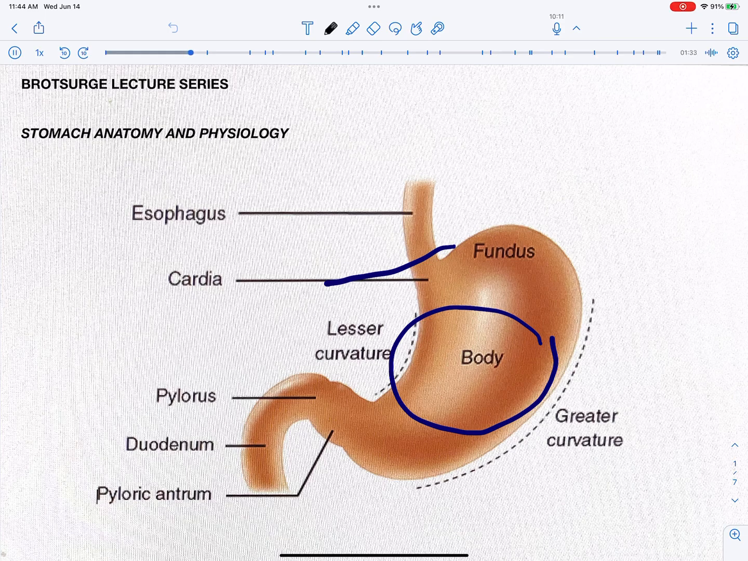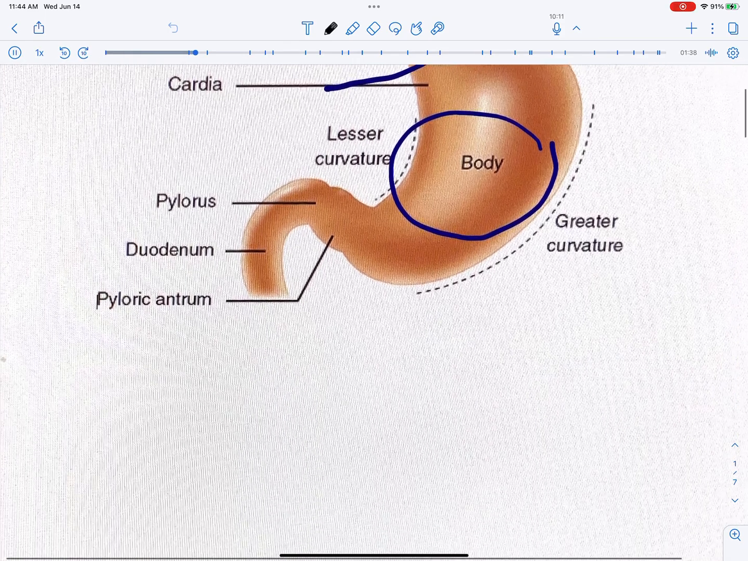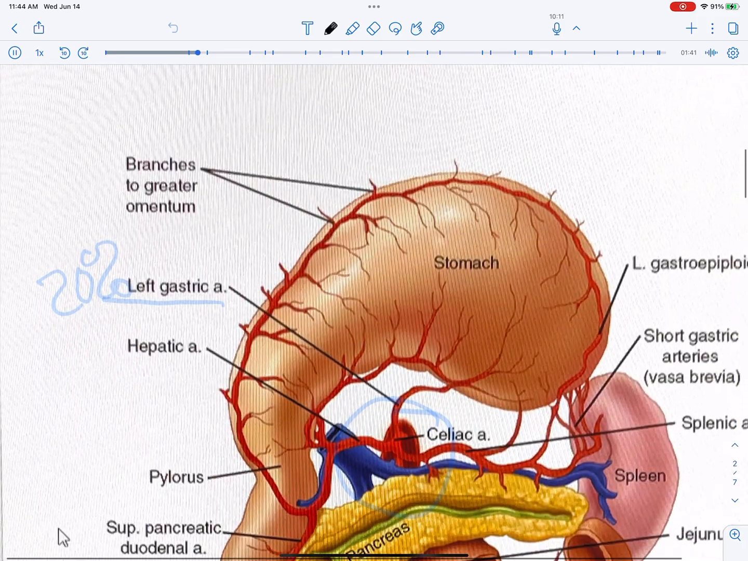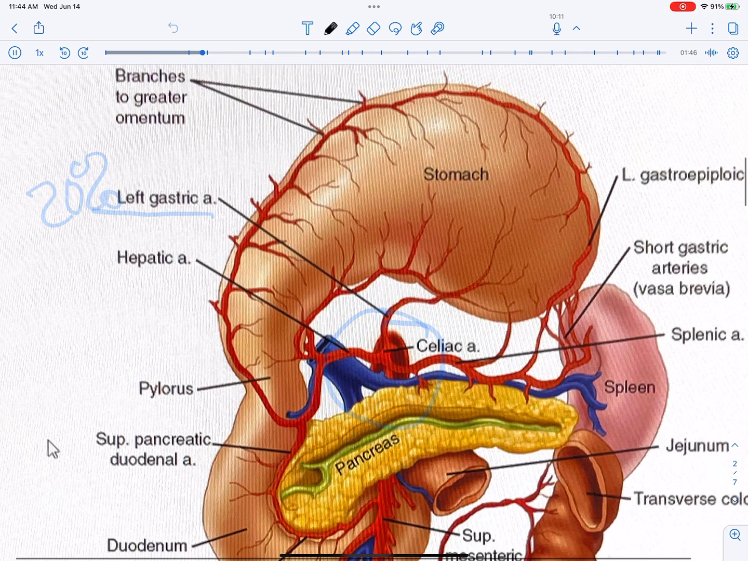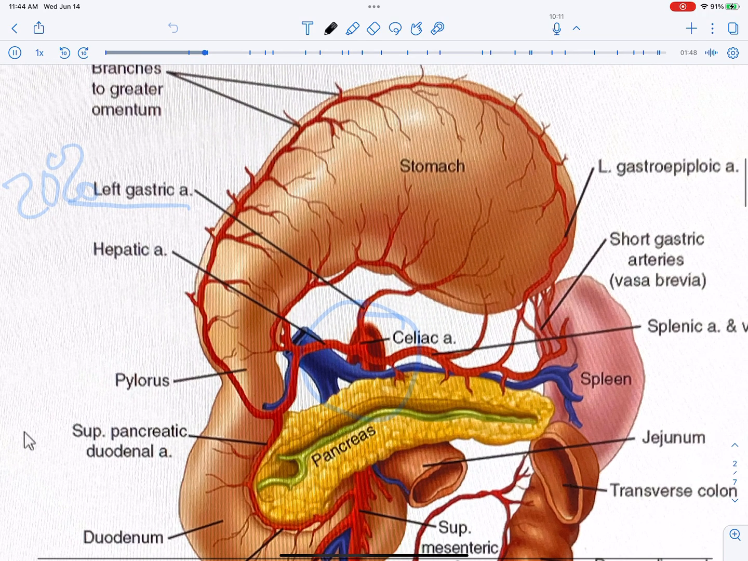Next, we are discussing the arterial supply to the stomach. The stomach is the most richly vascularized portion of the alimentary tract. In fact, you can ligate almost all vessels to the stomach and have it survive. Most of the blood supply to the stomach comes off of the celiac artery, which is a branch off of the aorta. We will review the arteries in just one moment.